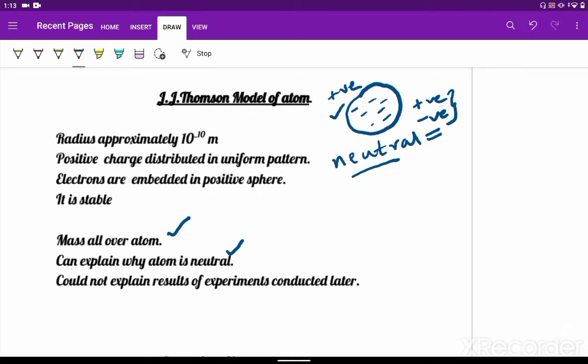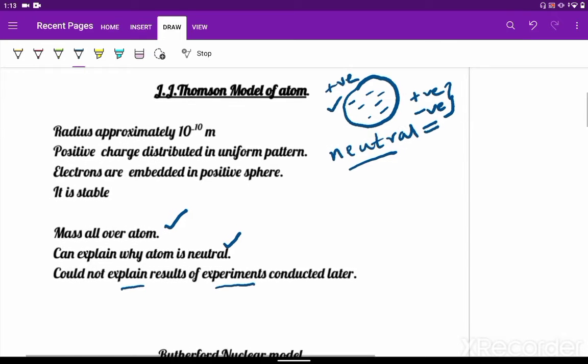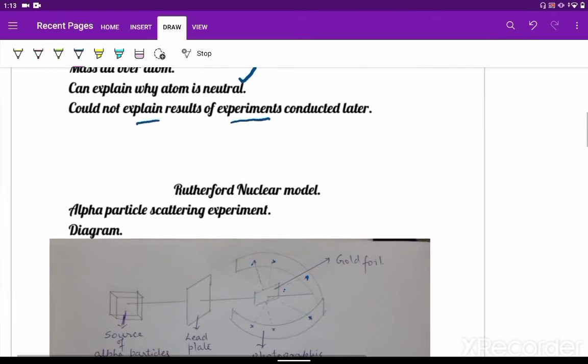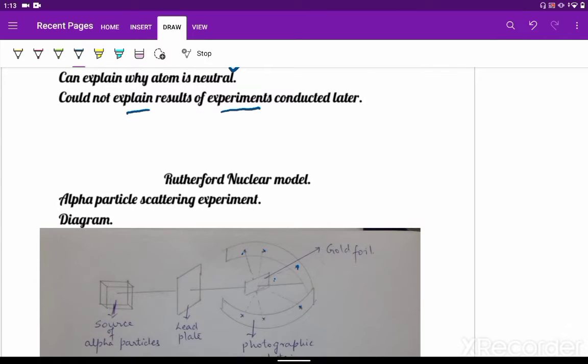But on the basis of this, he could not explain the results of some experiments which were later conducted. This is because afterwards when we consider Rutherford's alpha scattering experiment, we will find that actually most of the part of the atom is empty space. So now we will have a look at the Rutherford nuclear model.